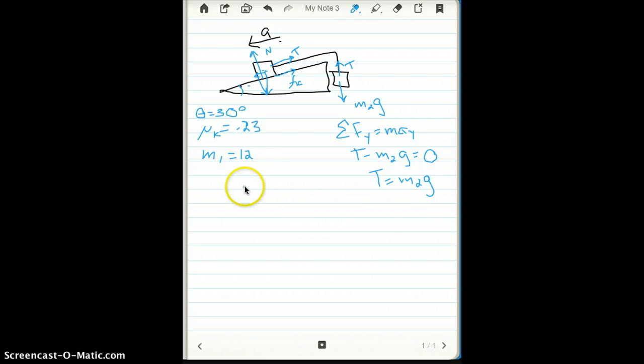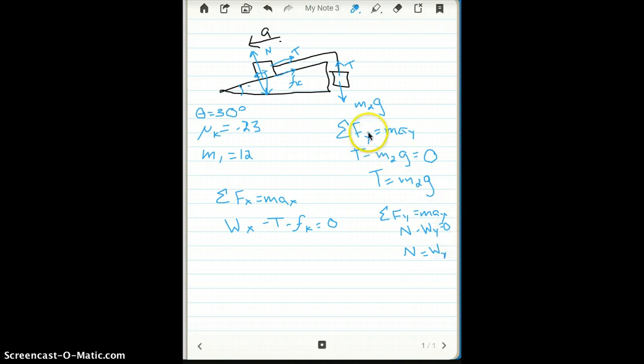For the other block, we need both the X and the Y direction. So we start off with the sum of the forces in the X equals MAX. And if I choose down the slide to be positive, I'm going to get WX minus T minus F sub K equals 0. In the Y direction, I'm simply going to have N minus W sub Y equals 0, or N equals W sub Y.